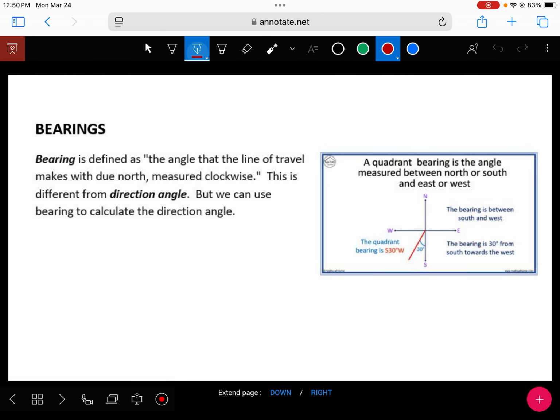A bearing is an angle. So first of all, it's an angle, and that angle is always with the north, measured clockwise. So I like to think of a bearing as an angle formed with the vertical.